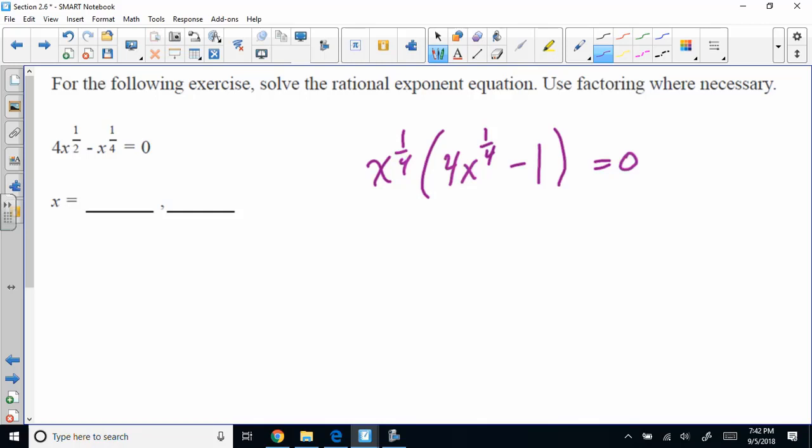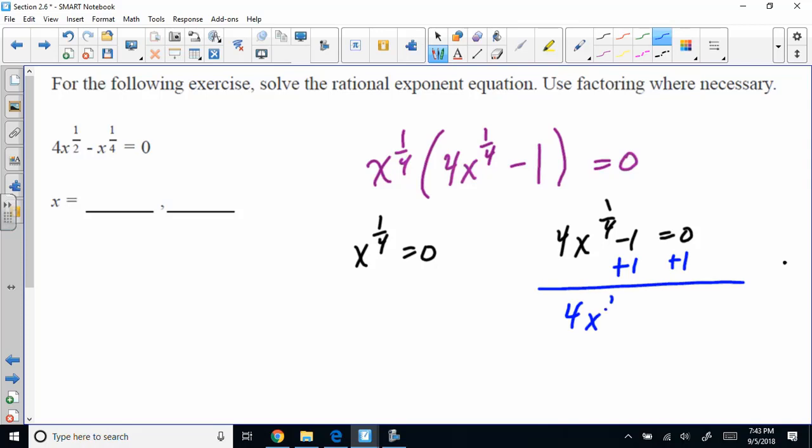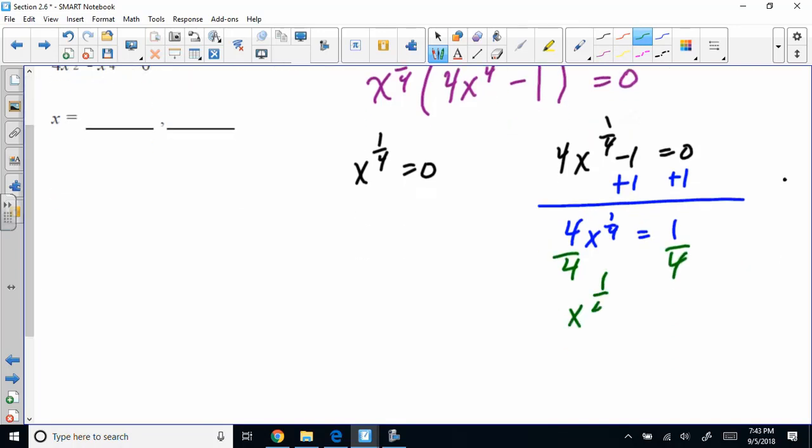Okay. So you've got both of these. You could basically set them equal to 0. So that plus 1, 4x to the 1/4 equals 1. And then we'll divide both sides by 4. Yeah, it kind of gets x to the 1/4 equals 1/4. Now, that's the fourth root, right? What's the fourth root of 1/4?